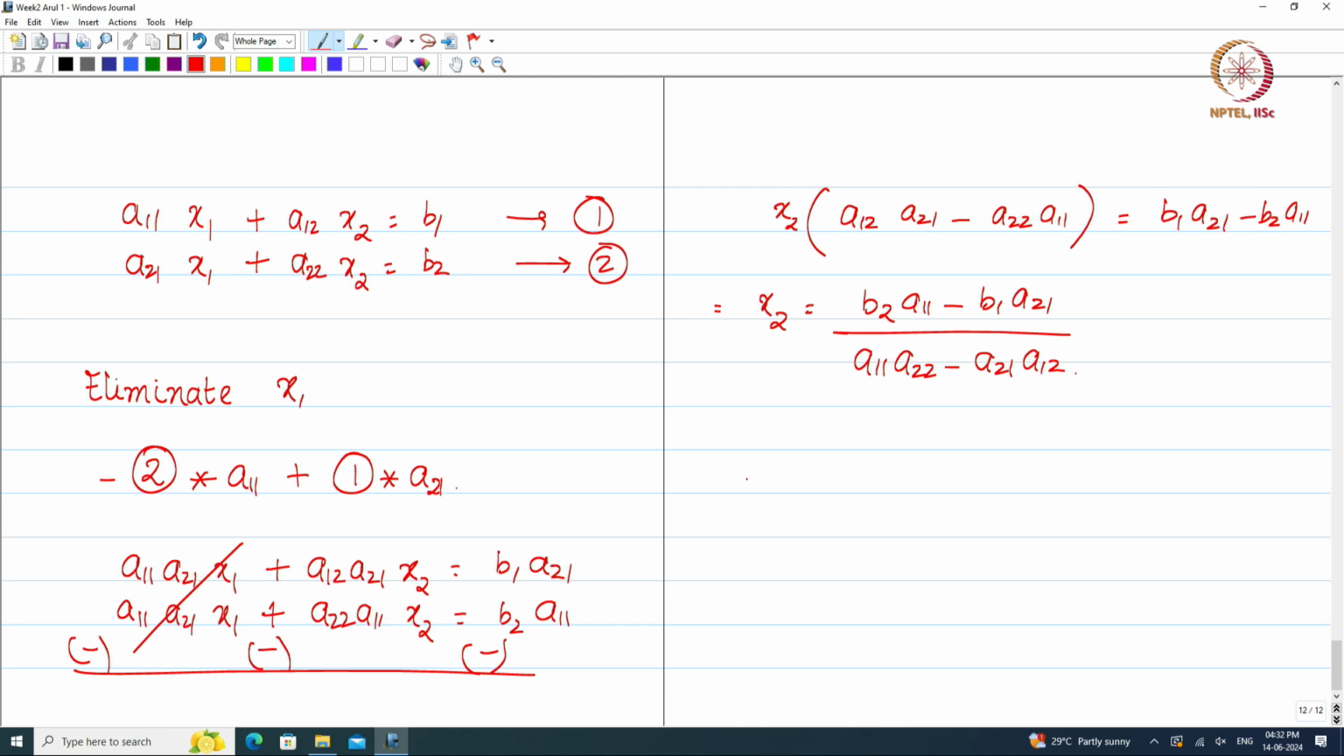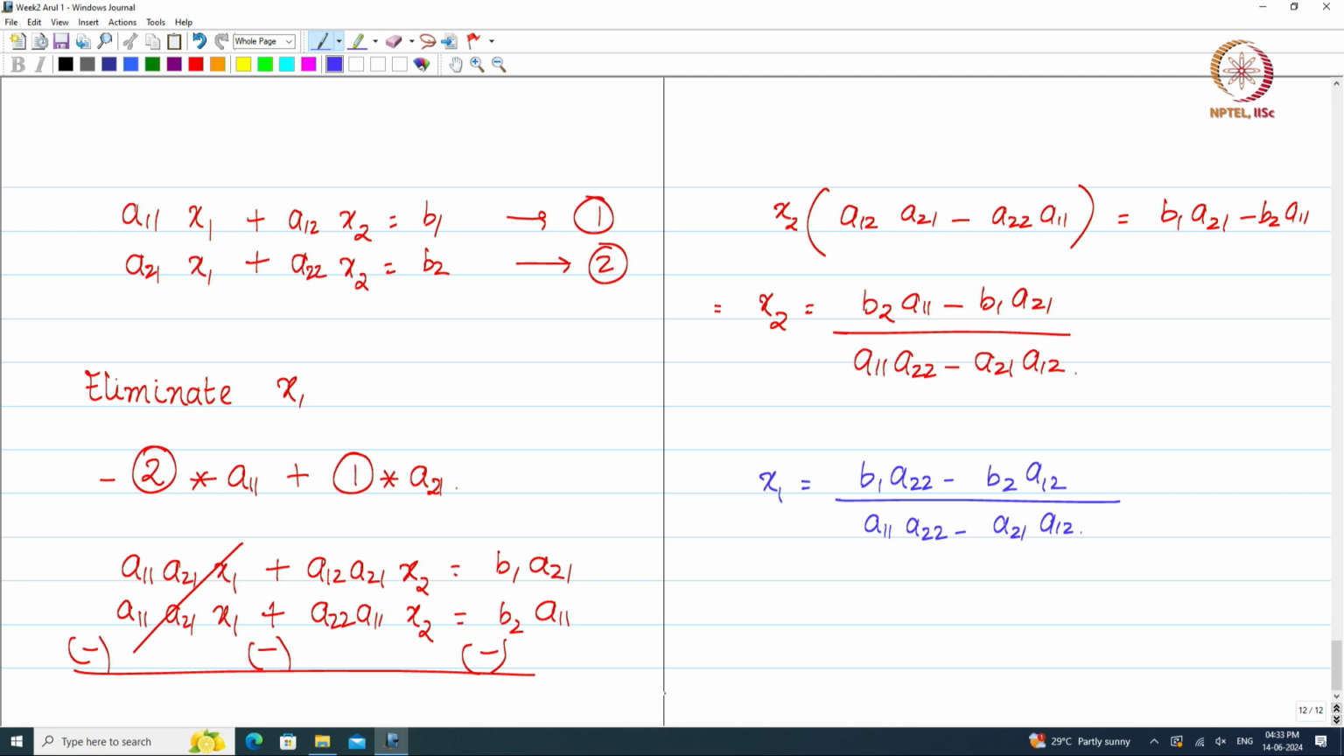Similarly, you can look at the value of x1. If you try to solve, I am quite sure you would have done this in your previous lecture. You will see that x1 is nothing but b1 a22 minus b2 a12 divided by a11 a22 minus a21 a12, right. This is what we have.